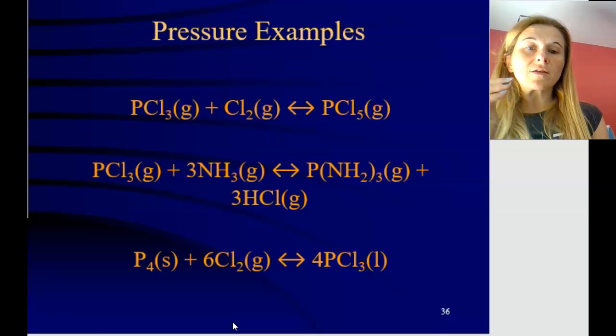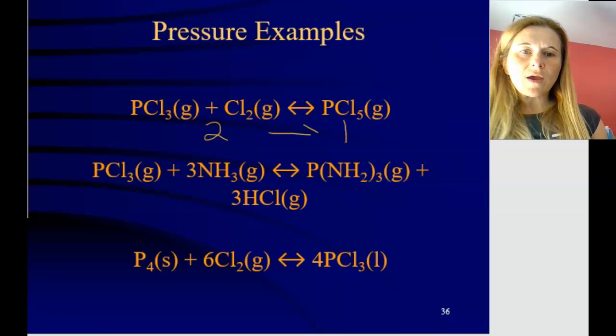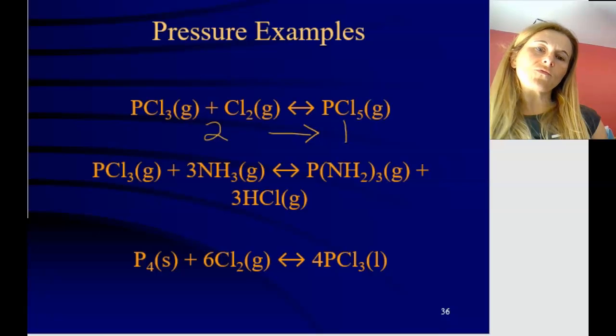These are in 3 separate containers, and we are increasing the pressure of each of these independently. Which direction are they going to go? Okay, let's take a look here. Over here, we've got 2 moles of gas, and over here we've got 1. So if we increase the pressure, we are going to move towards making more product.